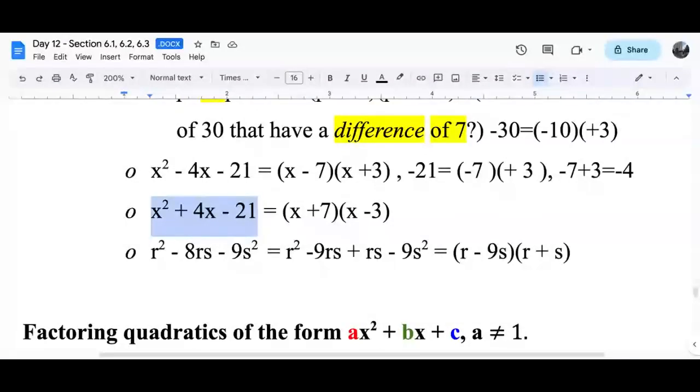x squared plus 4x minus 21 is opposite to the above, right? The above is minus 4x minus 21. But now we get a positive 4x minus 21. So we have to switch negative 7 and 3. We switch it to be x plus 7 times x minus 3. Because 7 plus negative 3, that's positive 4.